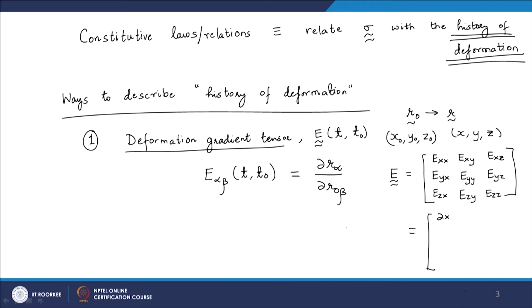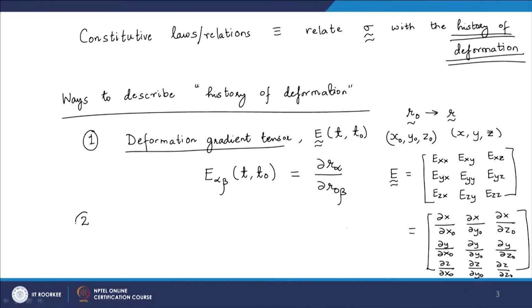Using the formula I have just written, this would be the same as dou x by dou x naught, dou x by dou y naught, dou x by dou z naught, dou y by dou x naught, dou y by dou y naught, dou y by dou z naught, dou z by dou x naught, dou z by dou y naught and dou z by dou z naught. So, we will discuss later examples of deformation and what the deformation gradient tensor is in those cases.